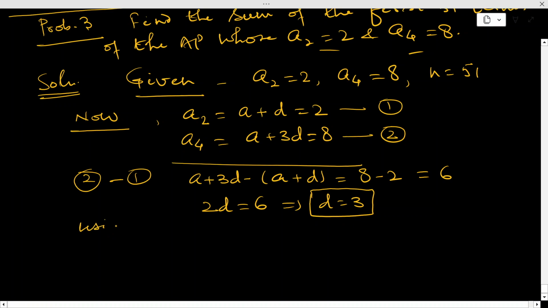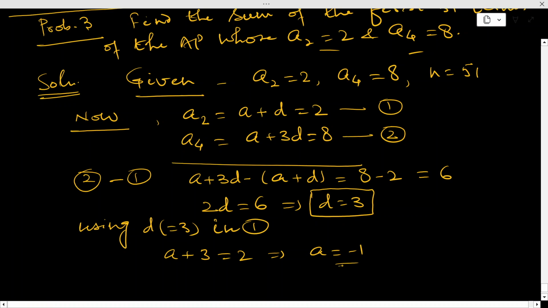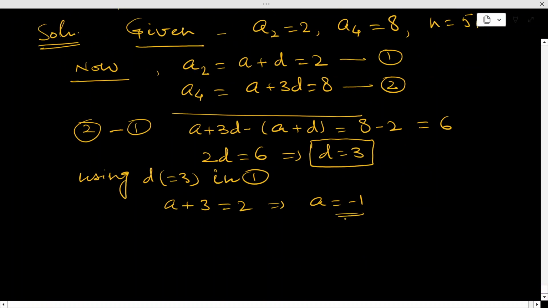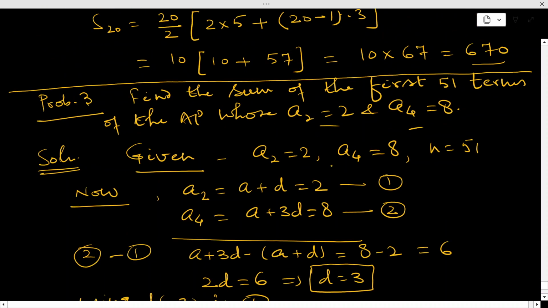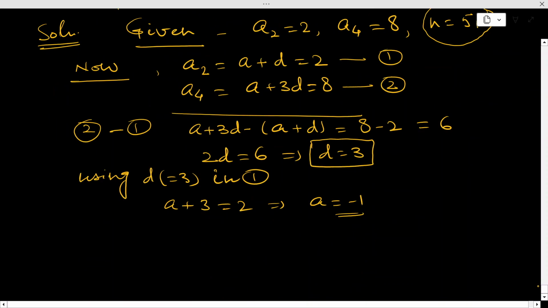Now using this D is equal to 3 in, let's say, equation number 1, we are having A plus 3 is equal to 2. So this gives you the value of A as minus 1. Now we are having the values of A, D and N. Okay, so N is also given here, means we have to find out the sum of 51 terms of this AP.